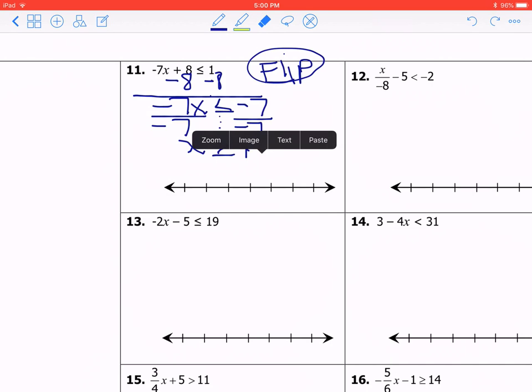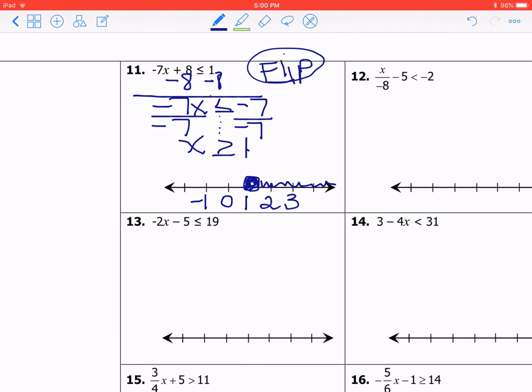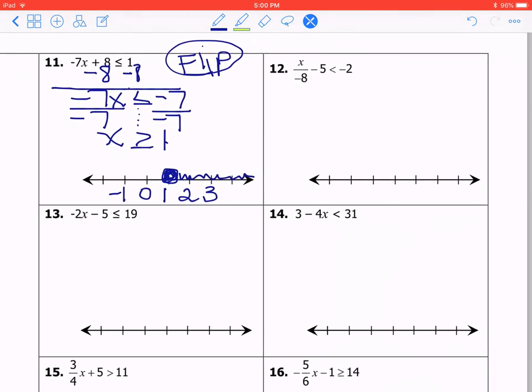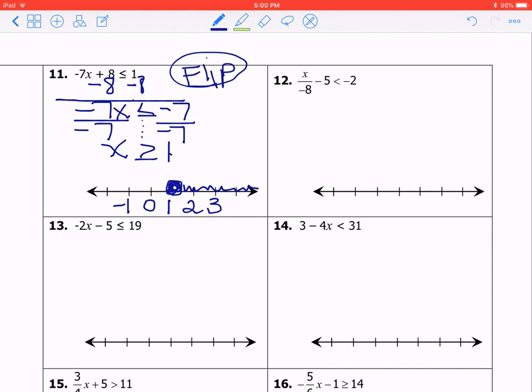It's a 1. So you're going to put 1, 2, 3, 0, negative 1. It's equal to, so it's going to be a closed dot, and you're going to shade right. Okay, let's go ahead and try 12, and then you guys will try some of these too. So for 12, we're going to first add 5 to undo the subtraction.